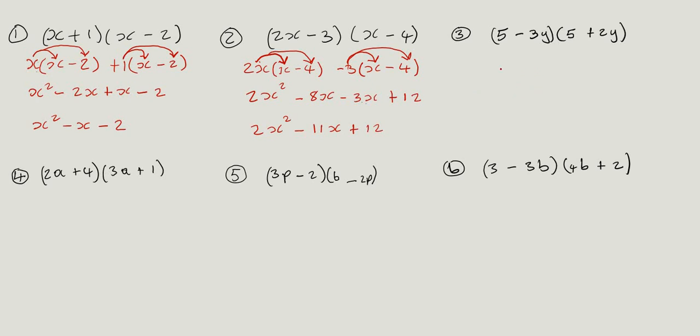Let's look at the third example. Same approach. We have 5 minus 3y times 5 plus 2y. Split the first bracket, so we're going to take the 5 out. I'm going to use this 5 to multiply this second bracket, which is 5 plus 2y. Then we're going to take the minus 3y out. We're going to use it to multiply the second bracket, which is 5 plus 2y.